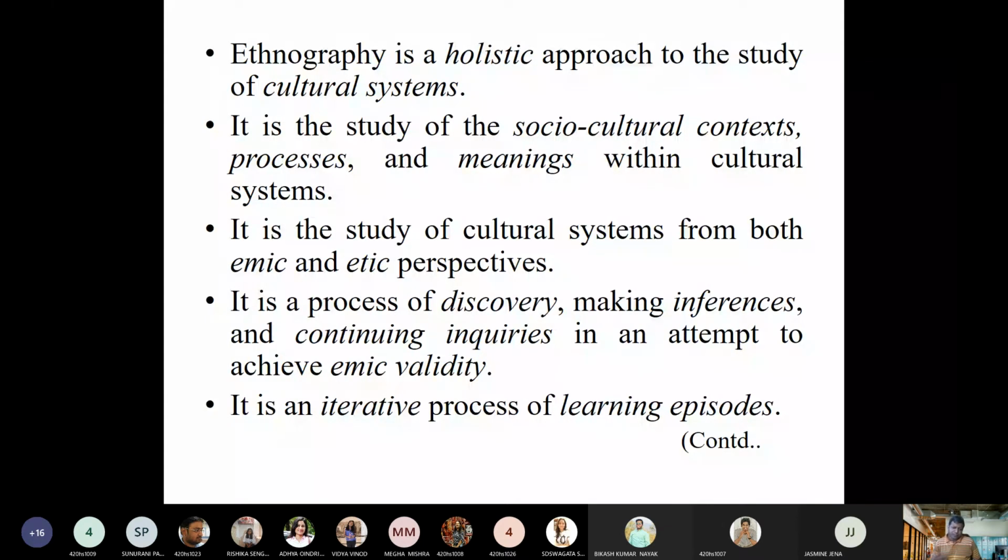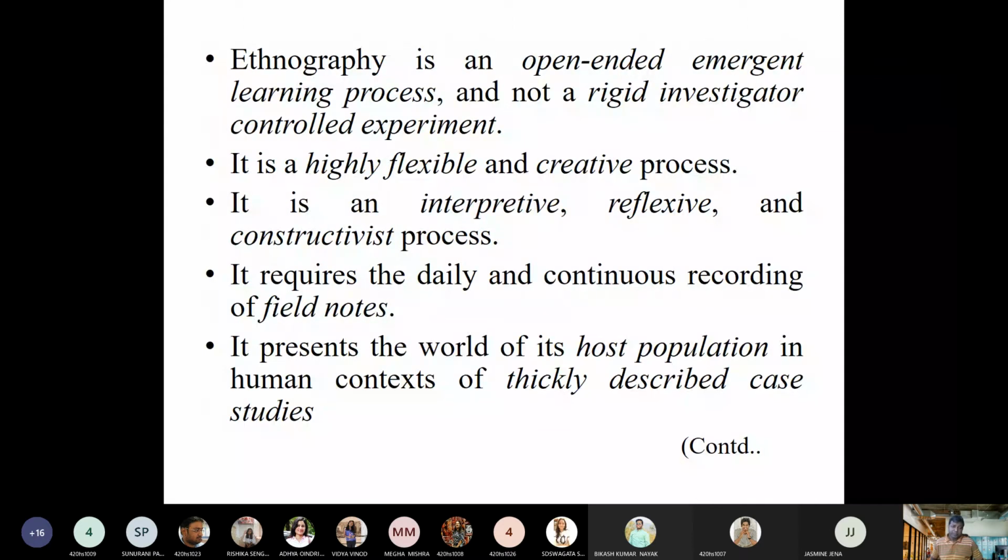It means we try to learn so many aspects and so many things. Ethnography is an open-ended, emergent learning process and not a rigid investigator-controlled experiment. You see, in ethnography, we mostly use open-ended questionnaires, and we mostly do open-ended processes of interaction. We never go with a very rigid kind of investigation with a controlled experiment. It is a highly flexible and creative process.